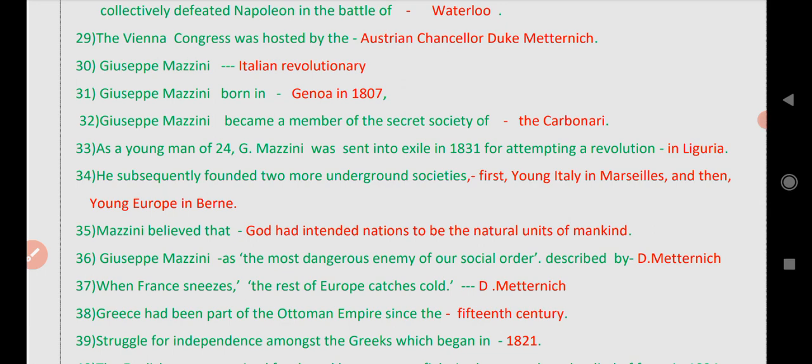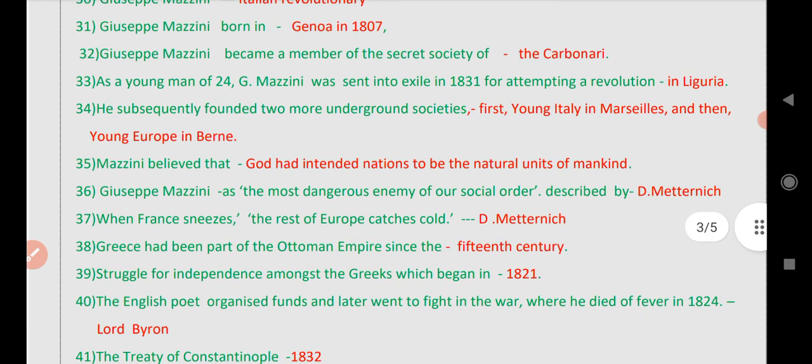Giuseppe Mazzini was an Italian revolutionary. Born in Genoa in 1807, Giuseppe Mazzini became a member of the secret society of the Carbonari. As a young man of 24 years, he was sent into exile in 1831 for attempting a revolution in Liguria. He subsequently founded 2 more underground societies, first Young Italy in Marseilles and then Young Europe in Berne.